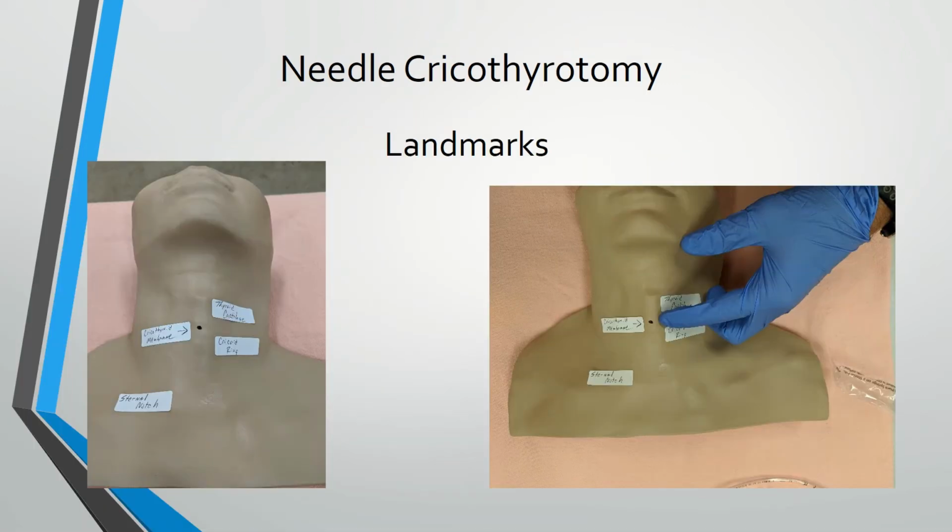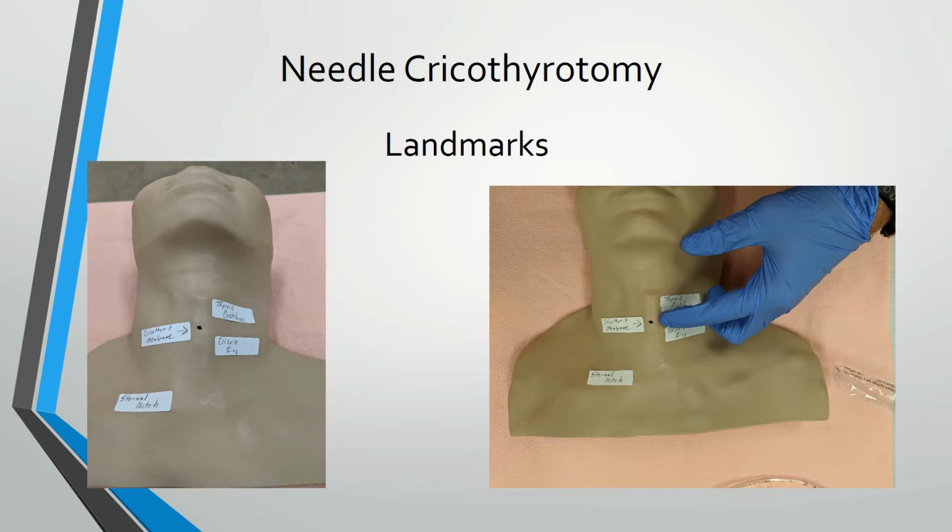Here's my mannequin that I've labeled out for us, so you can see where that sternal notch is. If you go 2 to 3 centimeters up, you can see that cricoid ring. I'm looking at the picture on your left. The black dot is where that cricothyroid membrane lives.